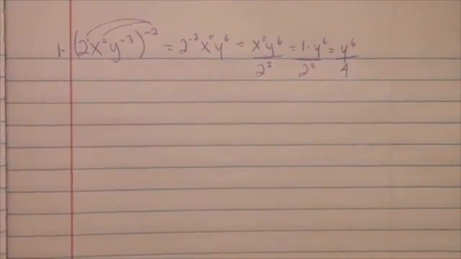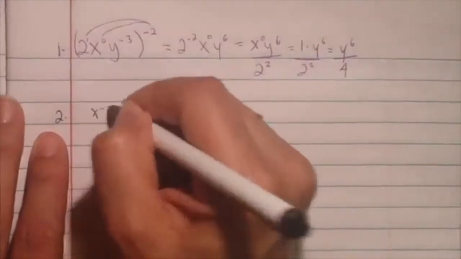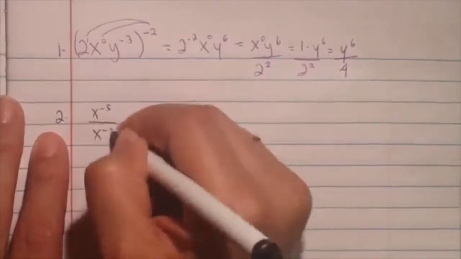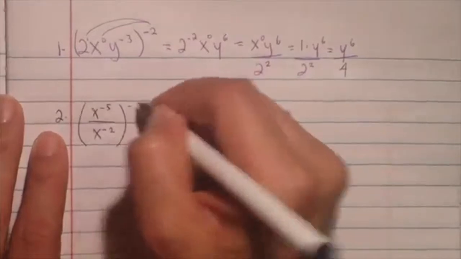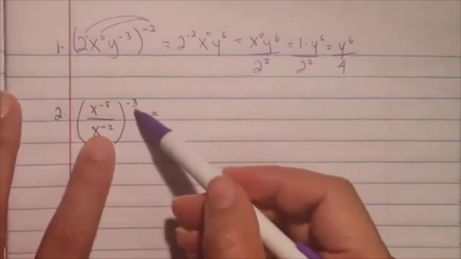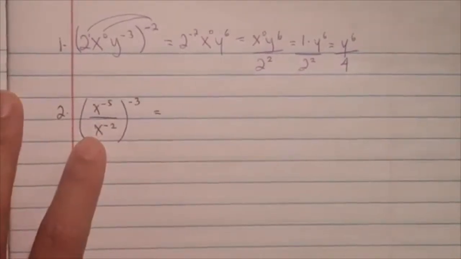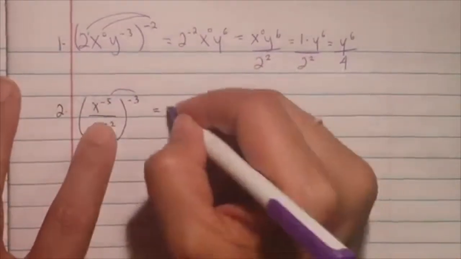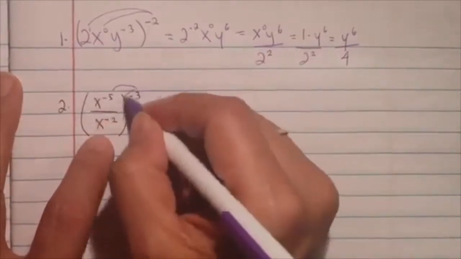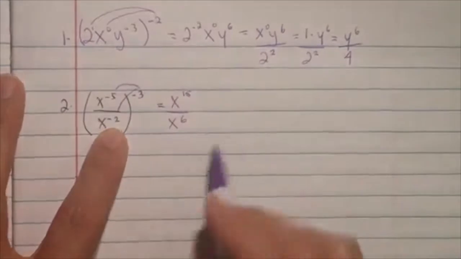And that's it. So these are the kind of questions you're going to see. Number 2: x to the negative 5 divided by x to the negative 2, all to the power of negative 3. Again, since I started with the power rule before, I'm going to start with the power rule. You don't have to do the same thing. So get in the house, you multiply everything in there by the power. So negative times negative is positive 15, negative 2 times negative 3 is positive 6.